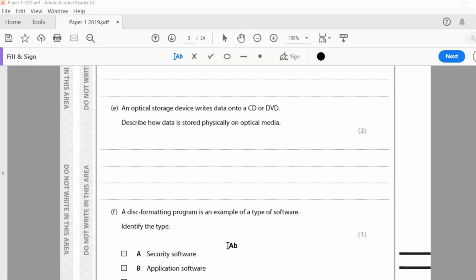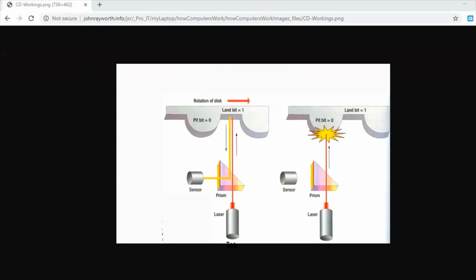An optical storage device writes data onto a CD or DVD. Describe how data is stored physically on optical media. So CDs and DVDs are also known as optical media. To explain that, I've borrowed this website. Just look at this diagram here. It shows it quite nicely.